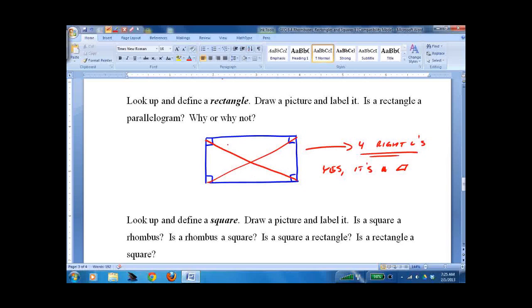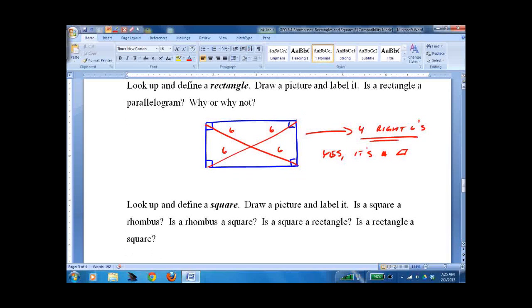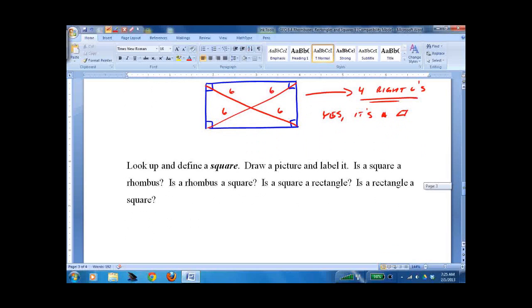That means that if this is 6, this is 6. And we'll talk about this more later. This would also be 6 on each side. So 12 is the whole diagonal, 12 is the whole diagonal. They bisect each other, and in a rectangle, they're actually congruent.